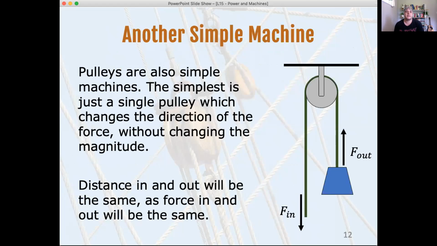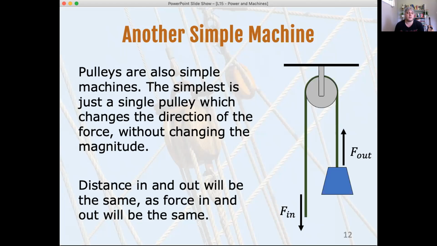The other simple machine, the reason I said that it was one of them, is this one, the pulley. The pulley is another simple machine. The simplest pulley, which is just the one shown, we have a wheel with a rope going over it. It just changes the direction of the force. It doesn't change the magnitude at all. The distance in and out is exactly the same. If you pull the end of the rope towards you by 1 meter, then the object on the other end is going to be lifted up by 1 meter. The distance doesn't change, but it allows you to change the direction.